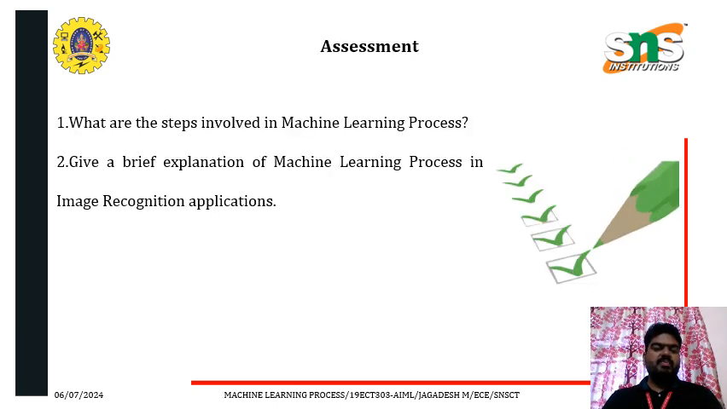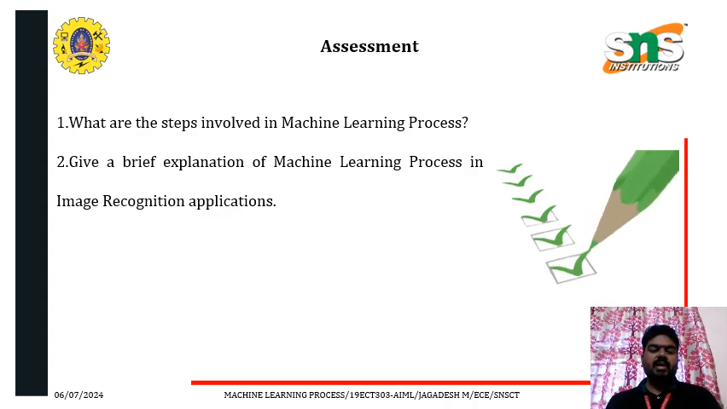And let's take the assessment. The first question is, what are the steps involved in the machine learning process? From collecting data to prediction, you have to write them. The next question is, give a brief explanation of the machine learning process in the image recognition application. Image recognition application is very popular. You find out which algorithm is used behind the image recognition application and give your answers.